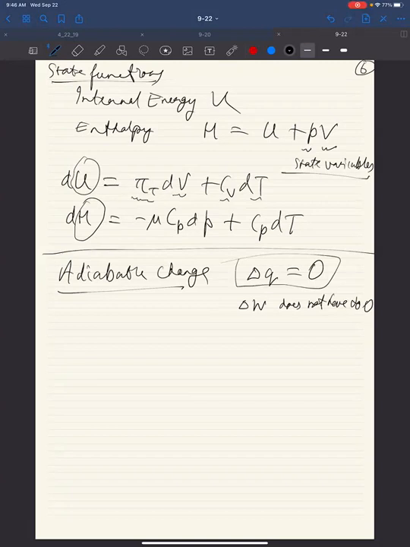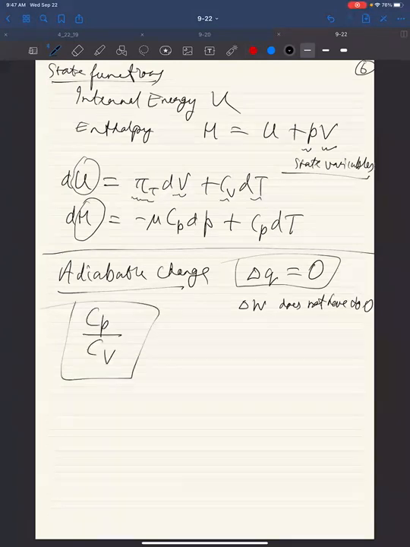We will look at adiabatic change and we will try to study how the temperature, pressure, and volume vary during an adiabatic change. So you can read this up in Atkins. The ratio of Cp by Cv will matter a lot over here. This is where the degrees of freedom starts to matter a little bit.